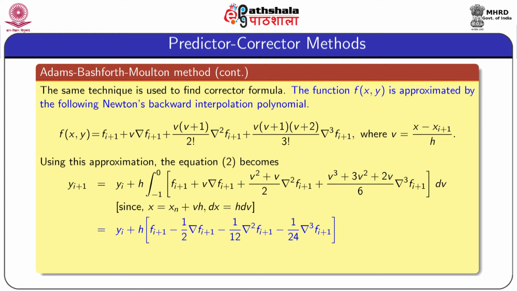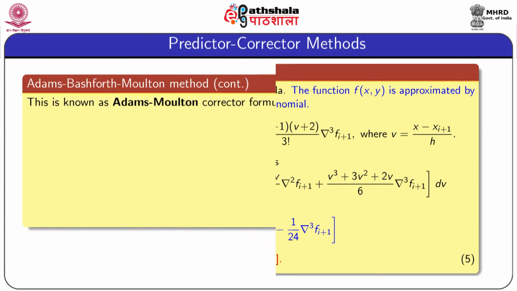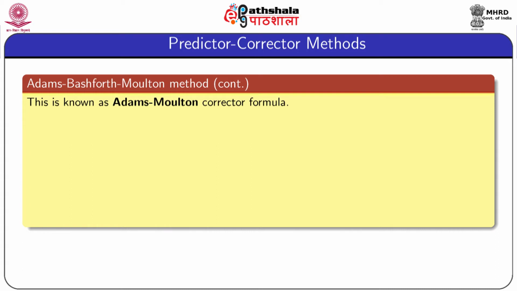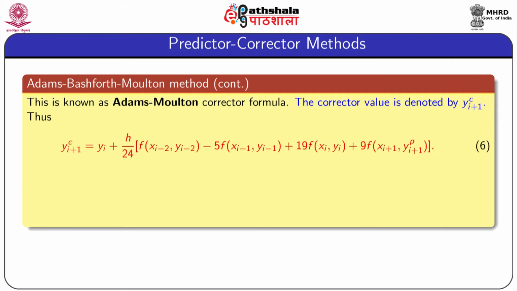After using the values of the first, second and third order backward differences, we obtain equation 5, which equals y_i plus h by 24 times (f_{i-2} minus 5 f_{i-1} plus 19 f_i plus 9 f_{i+1}). This formula is called the Adams-Moulton corrector formula, and it is denoted by y_{i+1}^c, C for correction or corrector. Thus, the corrector formula is given by equation 6. Note that the last term is 9 into f(x_{i+1}, y_{i+1}^p).